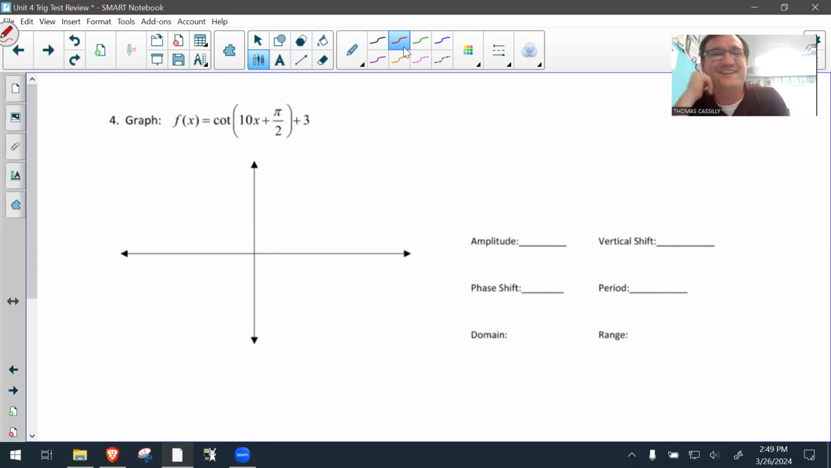Cotangent. The cotangent function, tangent and cotangent, were a little bit different than the sines and the cosines here. So let's just go ahead and get to it.